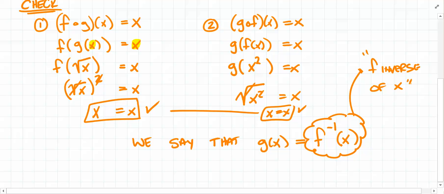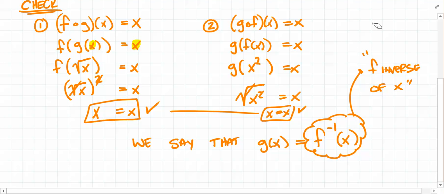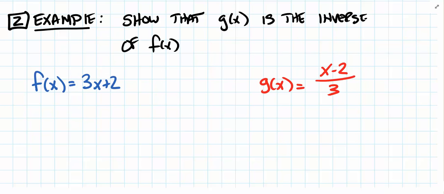So how'd you read this in English? C inverse of x. C inverse of x, right? Okay, how'd you read this one? D inverse of x. That doesn't mean d to the negative 1. It doesn't mean 1 over d. In this particular unit it is referred to as the inverse. So that's how we say. Okay, we want to show that g of x is the inverse of f of x, okay?